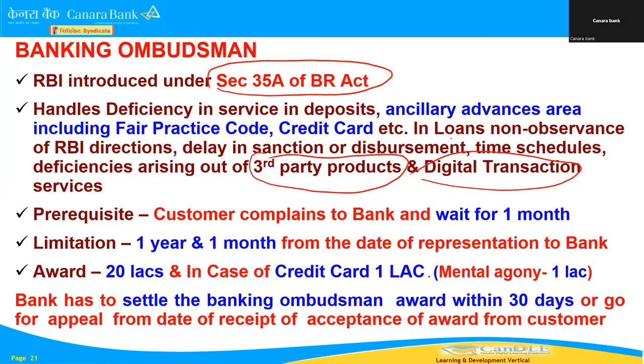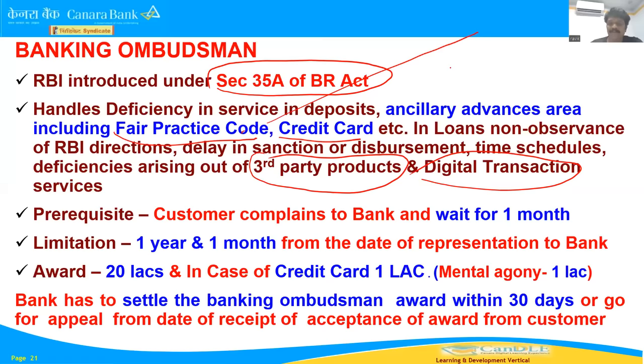What are they? Timings, third-party products, digital, any delay in sanctions, whether you are following the fair practice code or not, and credit card. What is the fair practice code? For example, once the agreement is over, you have to photocopy and provide one copy of the agreement to the customer. That is called the fair practice code. Those things the RBI banking ombudsman will interfere in. Credit card also the ombudsman will interfere.